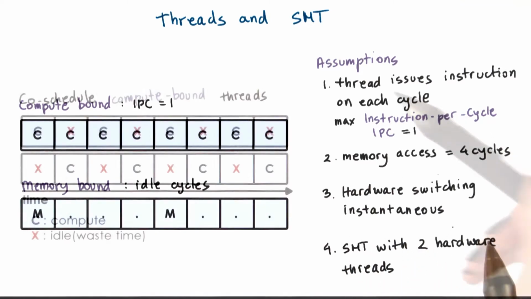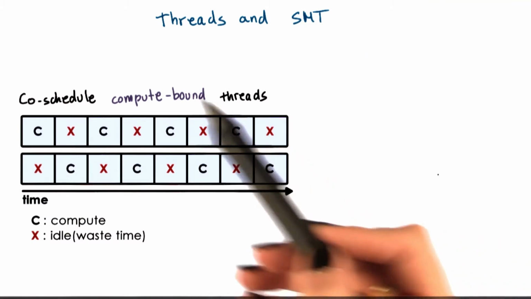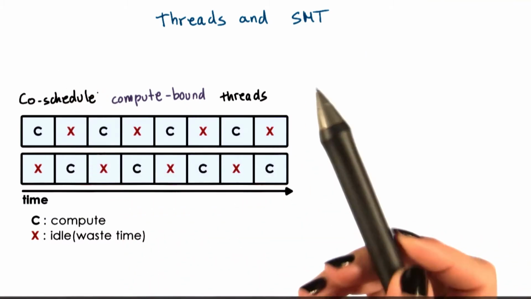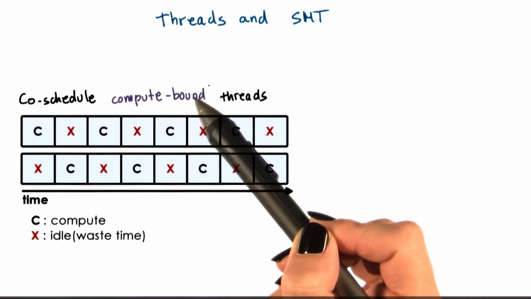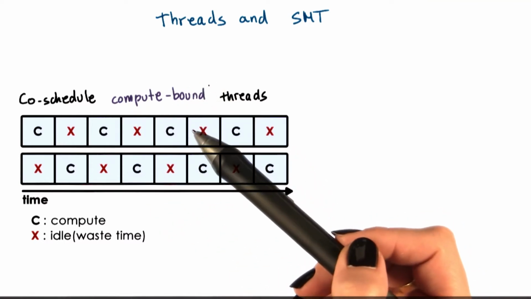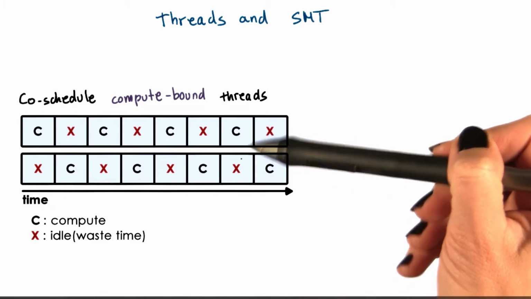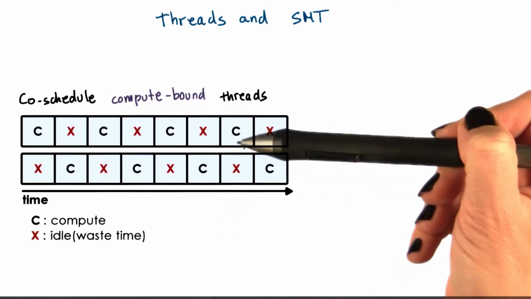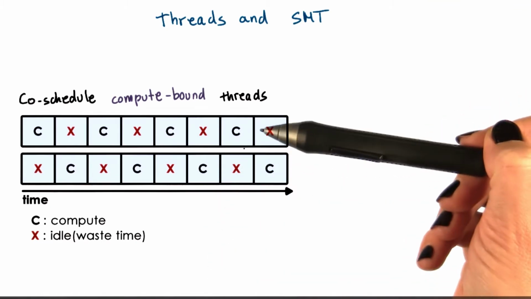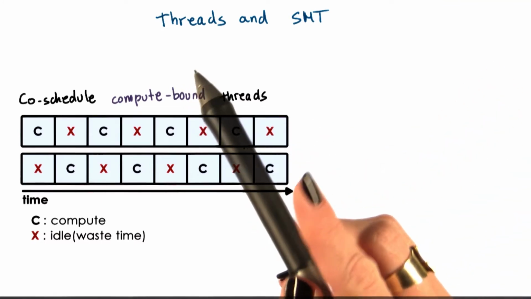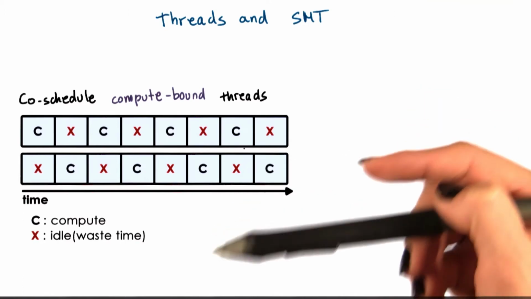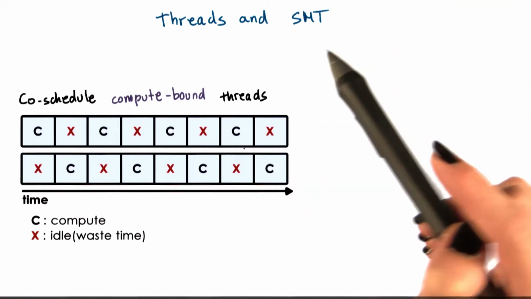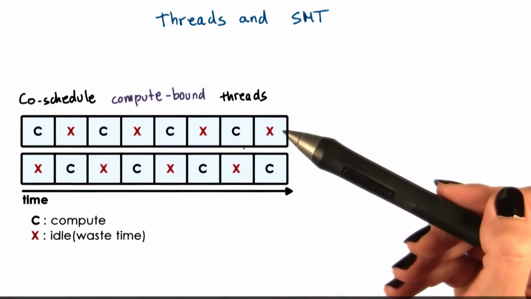hardware threads. Let's take a look first at what would happen if we chose to co-schedule on the 2 hardware contexts 2 threads that are both compute-bound, so compute-intensive or CPU-bound. What that means is that both of the threads are ready to issue a CPU instruction on every single cycle. However, given that there is only one CPU pipeline, so one CPU fetch, decode, issue, ALU logic, only one of them can execute at any given point of time.